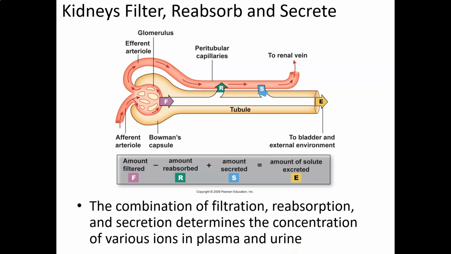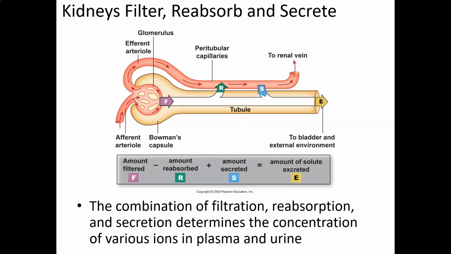So what happens in the kidney then is it's the combination of filtration, reabsorption, and secretion that determines the concentration of your various ions in plasma and urine. So if you have excessive sodium, really the only way to get rid of it is to pee it out. And so that's going to be controlled by other factors. We'll talk about some of those in lecture. But the bottom line is, the urine is a very useful tool then to get rid of stuff that we don't want to keep in the body.